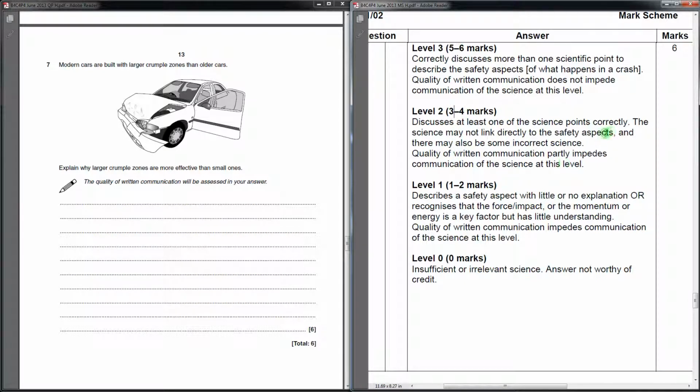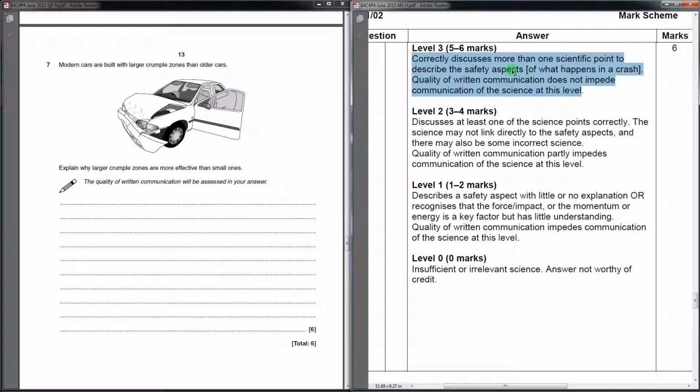It says there may also be some incorrect science. So you don't have to get things perfect to get to 3 or 4 marks. And if you can get 3 or 4 marks on every 6 mark question, you're actually doing pretty well. If you remember the grade boundaries for the papers, for higher tier in particular, if you're getting half marks, you're looking at B's and A's. So getting 3 out of 6 on a 6-mark question is nothing to sniff at. It's pretty good.